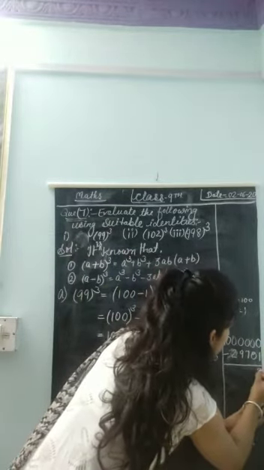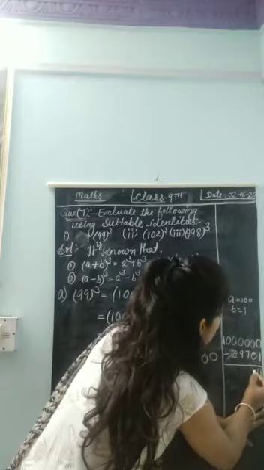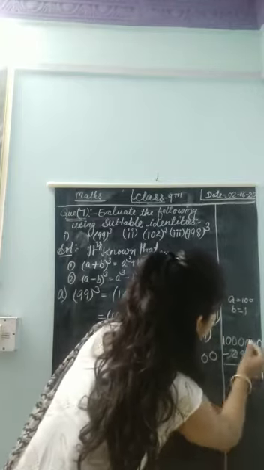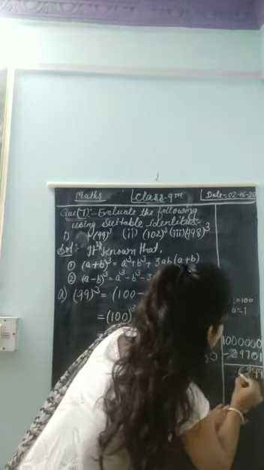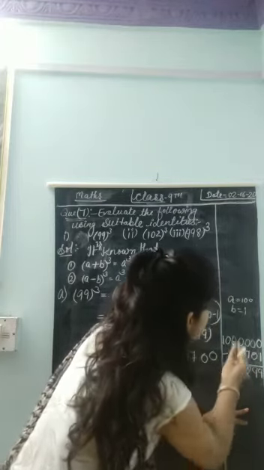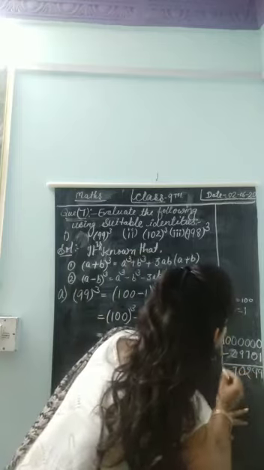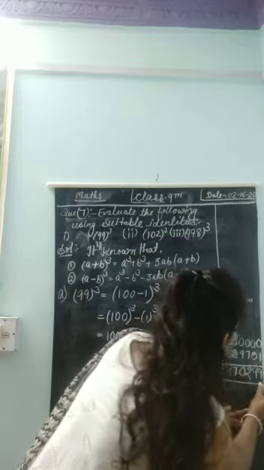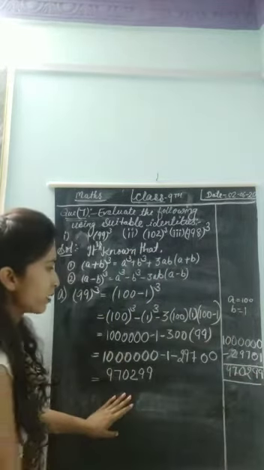So we have to subtract. 10 lakh minus 1 gives you 999,999. By subtracting 29,700 from it we get 970,299. Now this is your right answer.